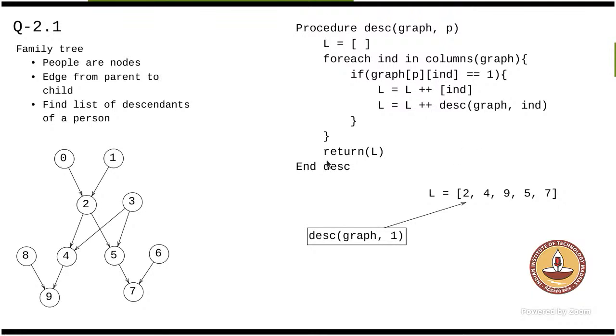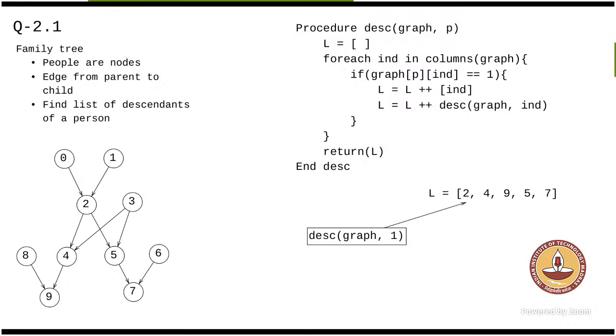Sir, how are we backtracking in this? So this is very similar to the usual DFS that we do, right? When you call descendants of 1, in the third iteration of the loop, you will come across descendants of graph comma 2. You do all that, and then you go back to that again. Oh, okay, sir. Understood.